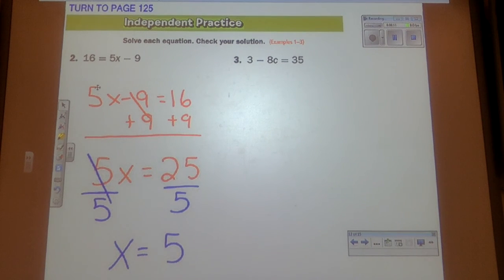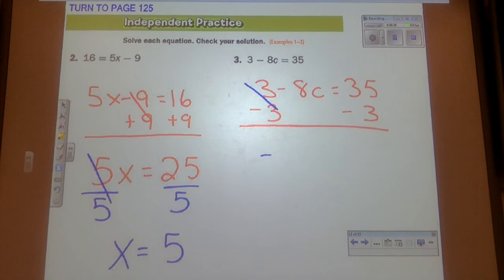Okay, number 3, we have 3 minus 8c equals 35. Remember, that 3 has a sign buddy of a positive number. It's a positive 3. So if we want to get rid of that, we have to subtract a 3 from both sides. So we get left with -8c equals 32. Remember, you want to keep that in -8 because subtracting an 8 is the same as -8.